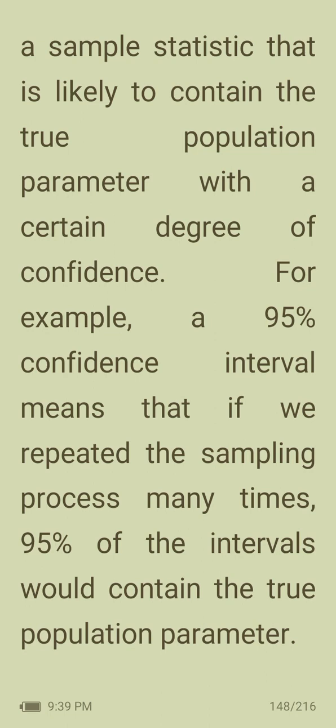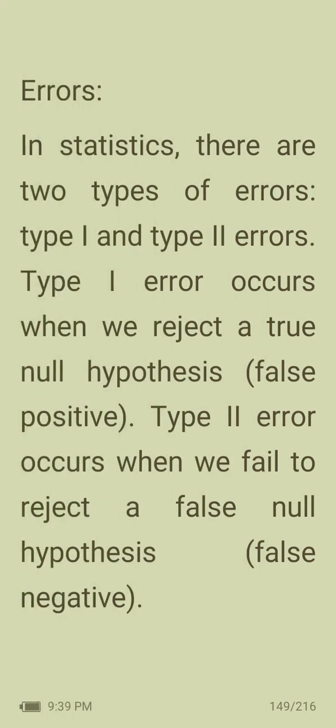Then confidence interval. Confidence interval is a range of values around a sample statistic that is likely to contain the true population parameter with a certain degree of confidence. For example, a 95% confidence interval means that if we repeated the sampling process many times, 95% of the intervals would contain the true population parameter.